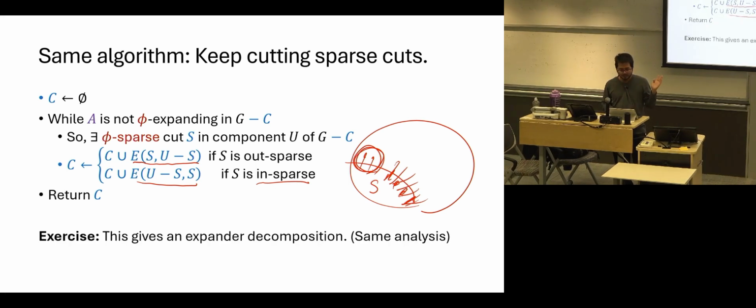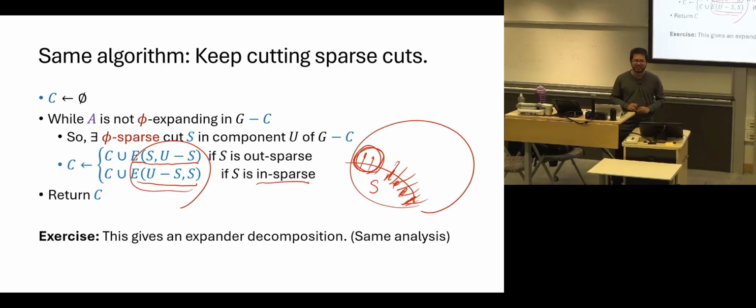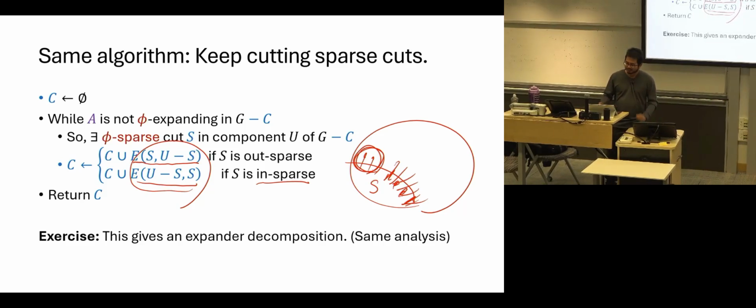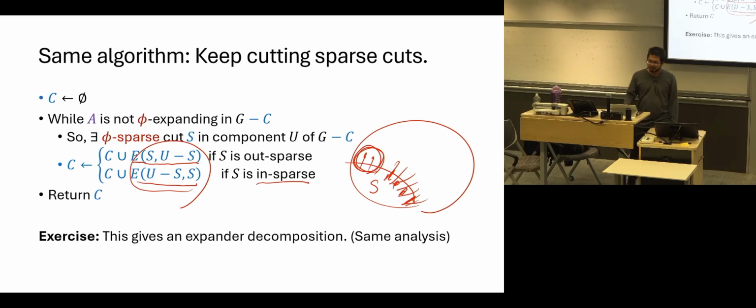And you should try to do as an exercise that this just gives you an expander decomposition. Once you stop, A is going to be expanding. That's clear. Why is the cut size phi times A times log n? Well, it's just the same argument, because we cut along the sparse cut direction. So think of this, try to convince yourself. But at least it should be intuitive to you.